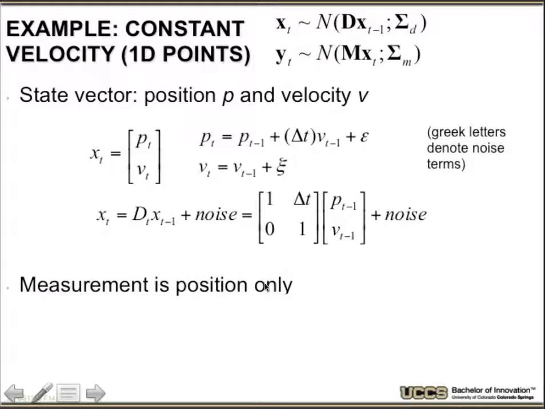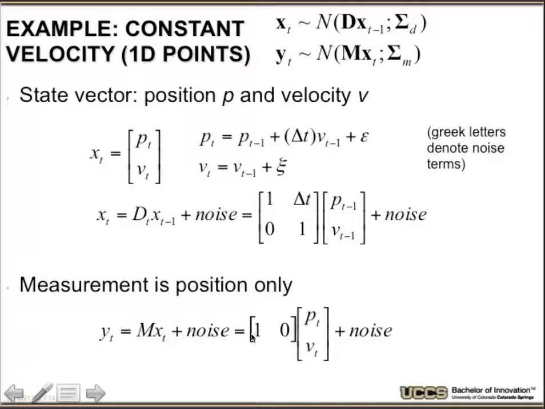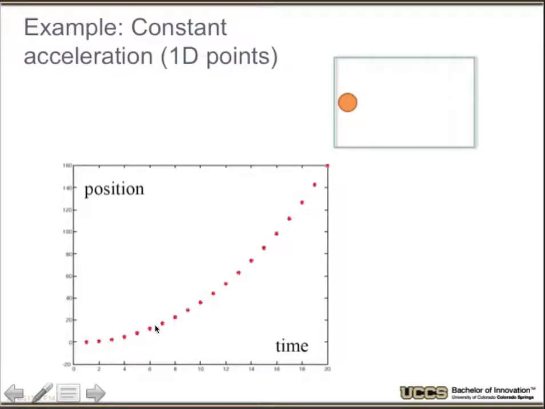Our measurement, however, doesn't get to measure velocity. Our measurement matrix is just [1, 0] times p and v, because we're just going to project away v, giving us just that particular measurement noise. So this gives us our data representation. We have our state vector, our transition matrix, and our measurement matrix. And now if we use that, we can get a velocity.